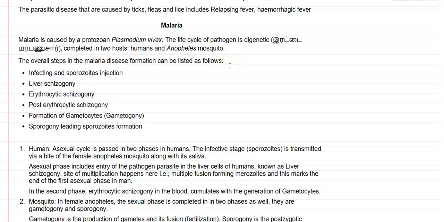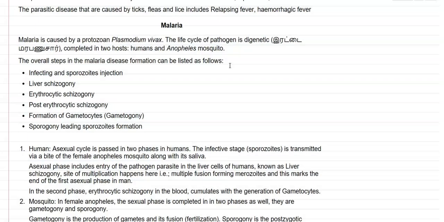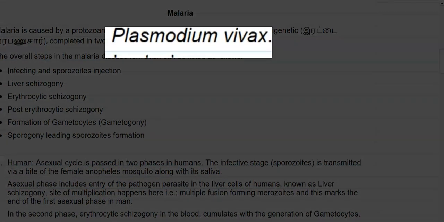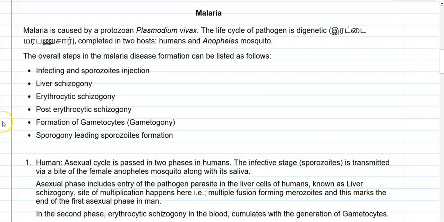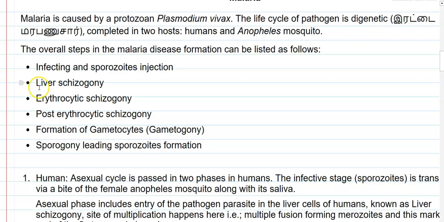In this screencast video lecture, we are going to see in detail about the malaria disease. Malaria is caused by a protozoa. The name of the protozoa is Plasmodium vivax. This is the one which causes the malaria. The life cycle of the pathogen is generally digenetic in nature.